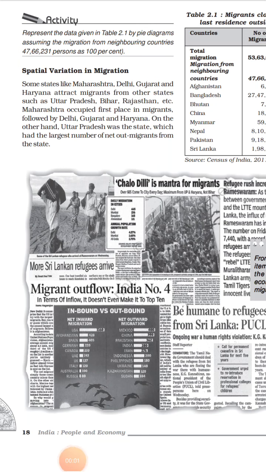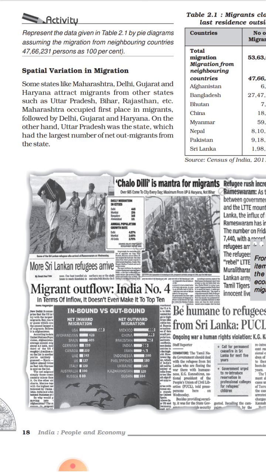Hello everyone. In the previous video we studied migration and the different streams of migration. In this video we will study spatial variation in migration and the different causes of migration in terms of social, economic, environmental and other causes. So let's start. Spatial variation in migration.